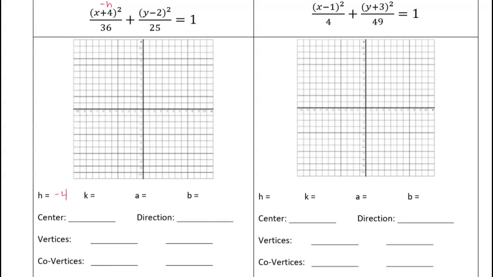And what about the k value? What's our k value? Yes, remember, it's again the opposite after the y. So instead of writing negative 2 for our k, say positive 2. And h and k determine our center point, just like it did for the circle. So I can plot the point negative 4, 2. That's my center.